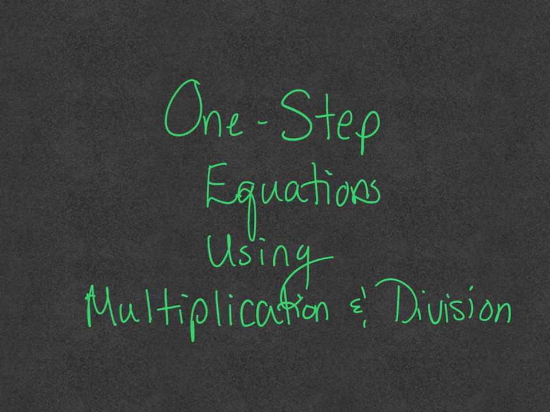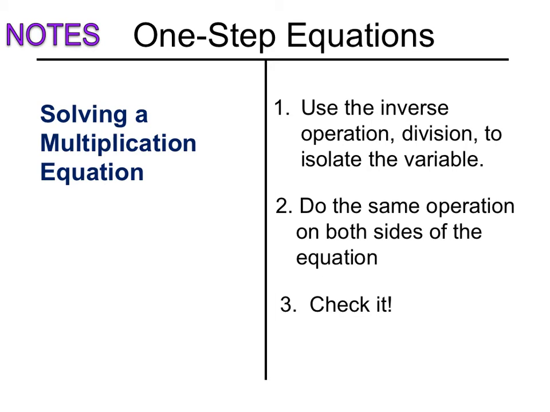In this video, we're going to look at solving one-step equations using multiplication and division. Much like what we did in solving one-step equations with addition and subtraction, when we solve a multiplication equation, we're going to use the inverse operation, and in this case it's going to be division, to isolate the variable. We're going to do the same operation on both sides of the equation so that it stays balanced, and then once we find our answer, we can check it.